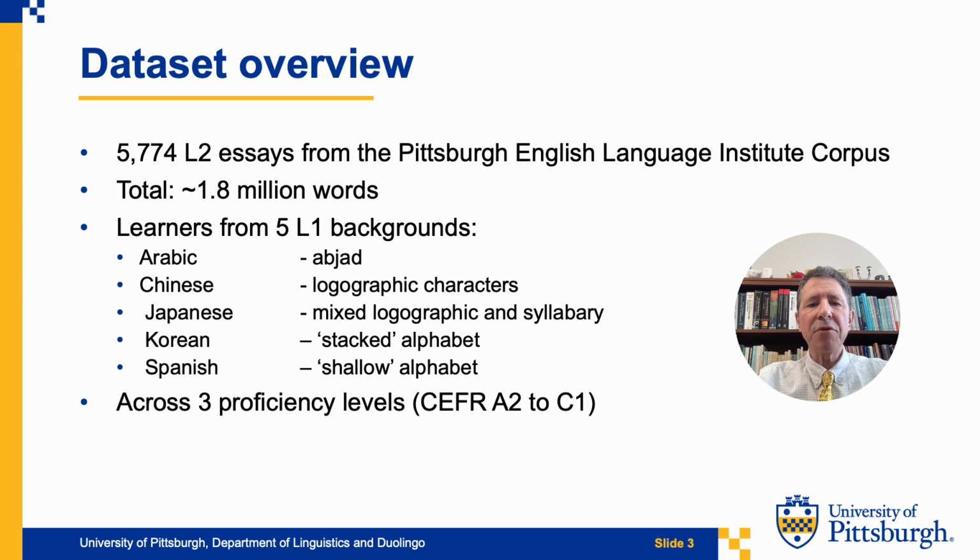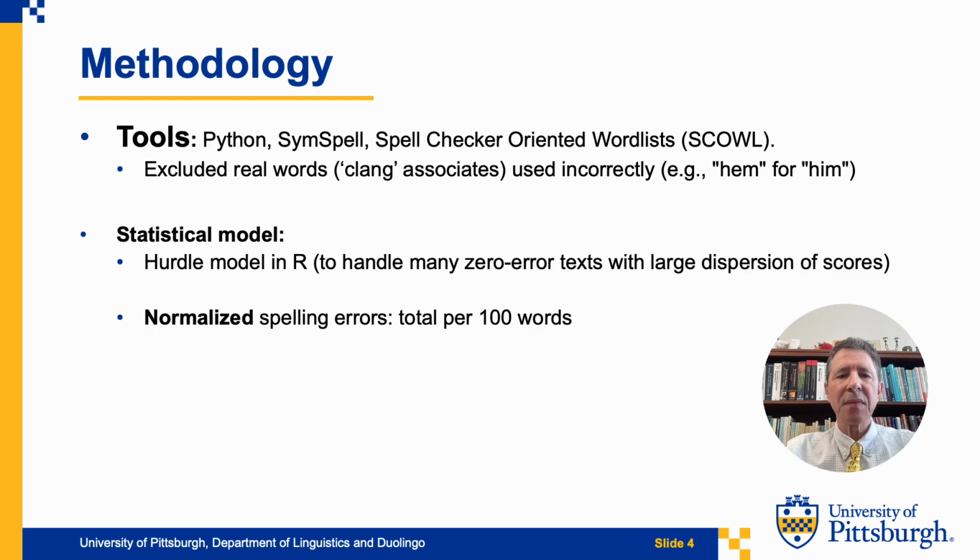We also had 3 proficiency levels, from CEFR A2 to C1: low intermediate, intermediate, and advanced. The methodology was that we used Python, SimSpell, and spell checker-oriented word lists that excluded malapropisms, that is, words used incorrectly that are actually real words. For example, learners might use hem for the word hymn, and of course hem is a real English word.